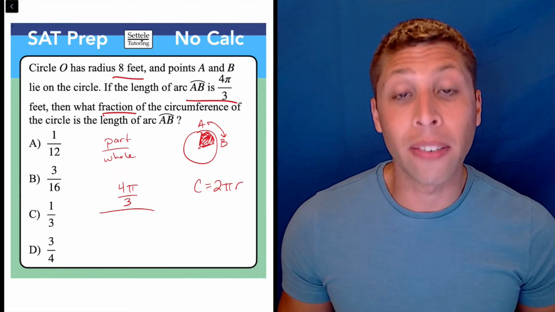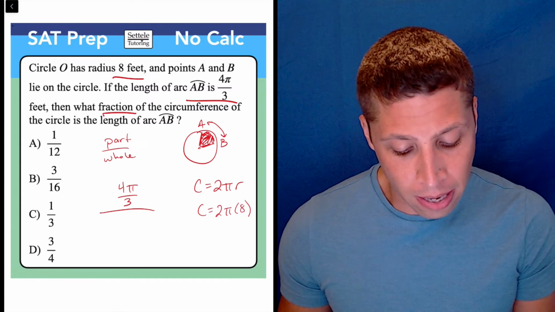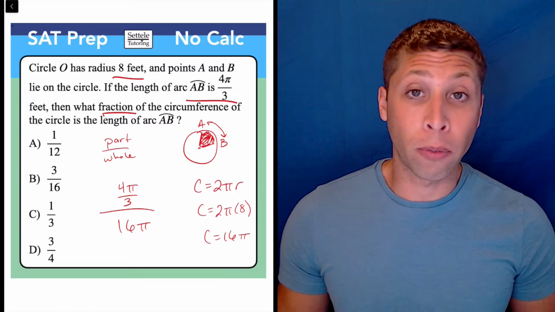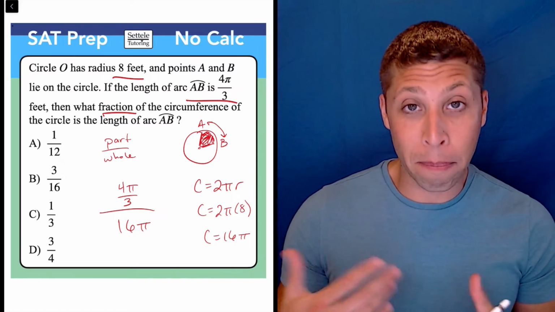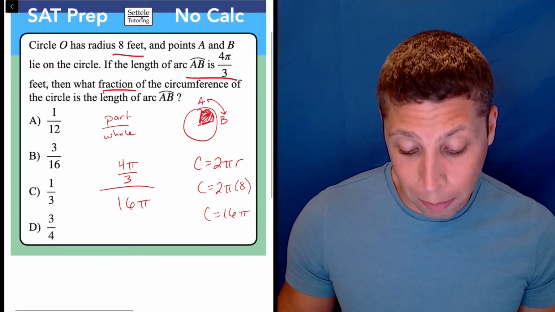And what do you know? We are given a radius of 8 feet. So that means that 2 pi times 8 means a circumference of 16 pi. So here is my part over whole fraction. We obviously cannot bubble this if this was a grid in, and it is not an answer choice here. So we're going to have to do some work on it, but that's okay.